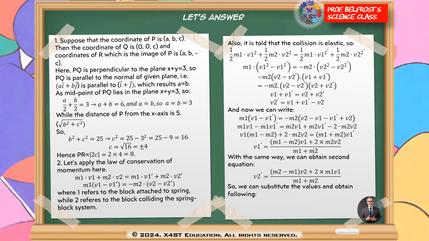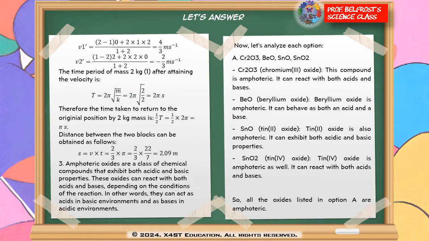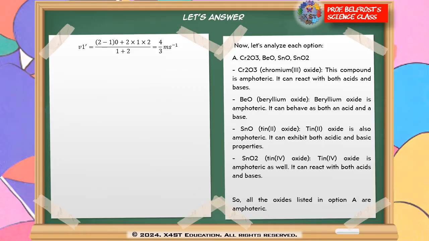We just need to substitute the values, and we find v1 apostrophe. The velocity of the first system after collision is 4 meters per second, and the velocity of the second system after collision is minus 2/3 meters per second.